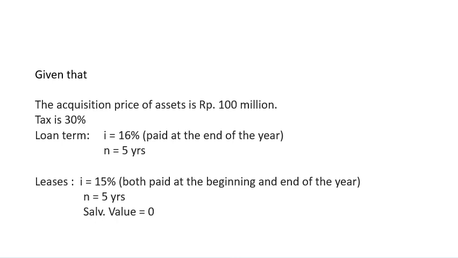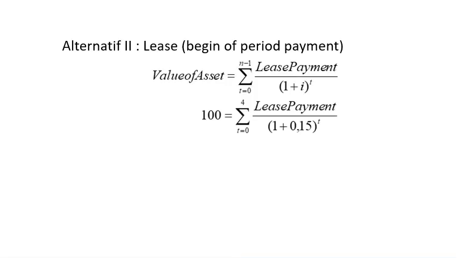So from the leases information, we know that the discount factor is 15%, and the N is 5 years, and the salvage value is 0. Alright, now we start with the lease payment at the beginning of the period. Okay, so let's start with the time diagram first.